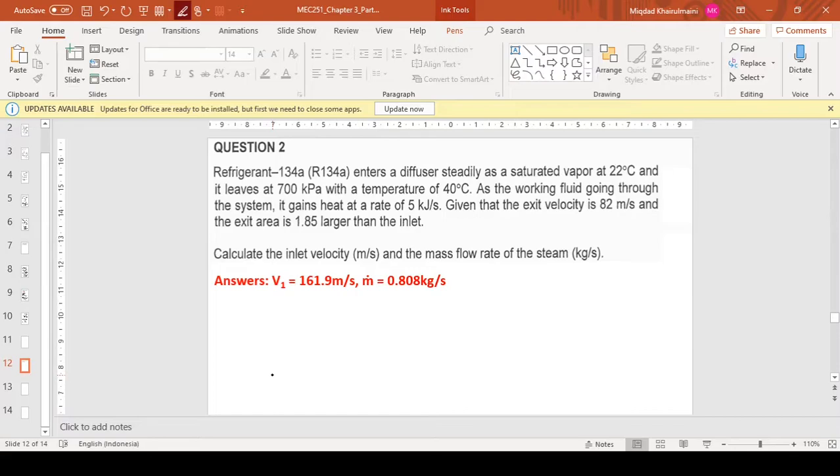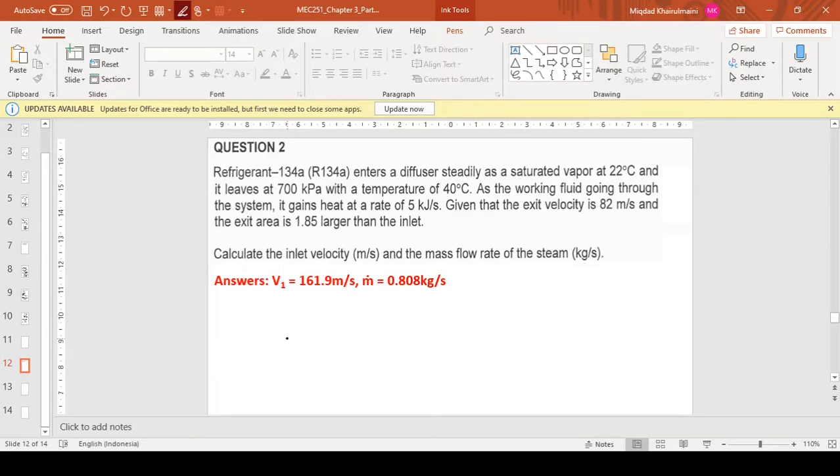As the refrigerant is flowing through the diffuser, it is gaining heat, so there is a Q added, or Q in, as much as 5 kilojoules per second. Given that the exit velocity is 82 meters per second and the exit area is 1.85 larger than the inlet area, be careful with this statement here. Make sure you understand the meaning of the exit area being 1.85 larger than the inlet area.